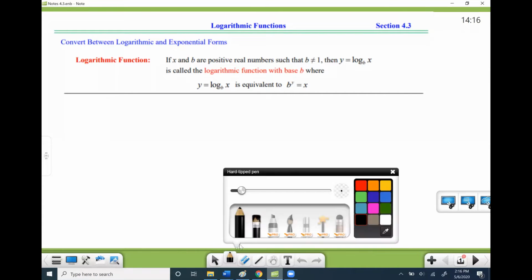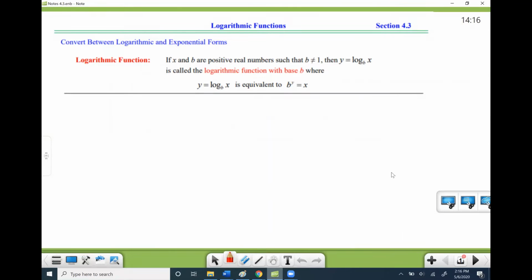So for example, I had my teacher that called this the hook method. You're going to start with the base, this bottom number, the little number. You're going to go across the equal sign, and you're going to say, okay, b to the y, and you're going to come back across the equal sign, equals x. So these two things are equivalent.